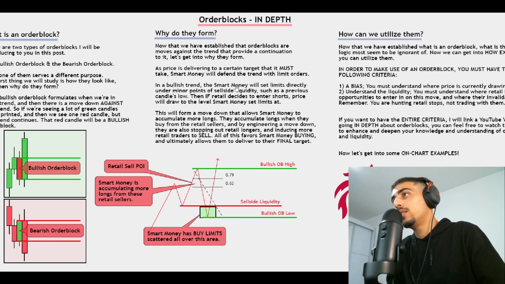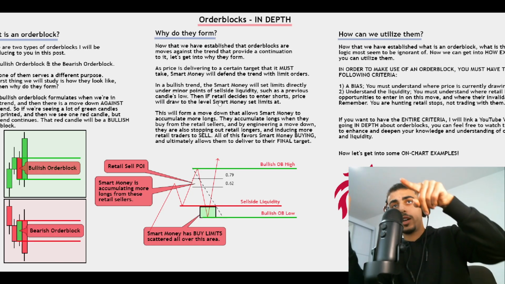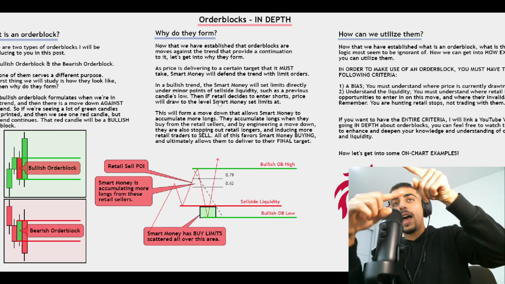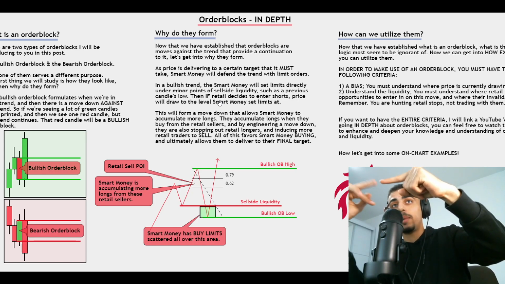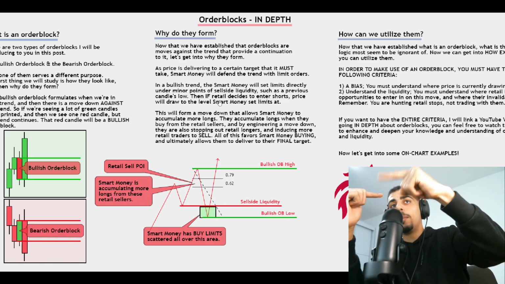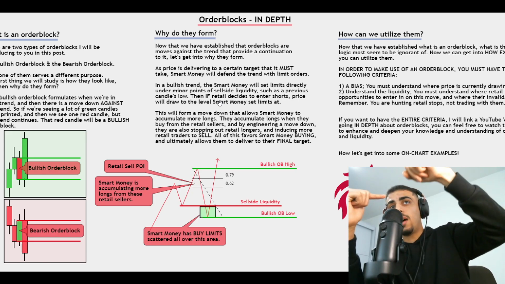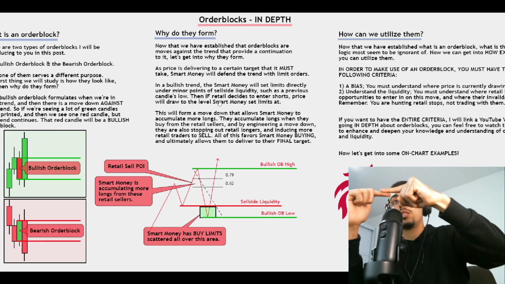In a bullish trend, the smart money will set limits directly under minor points of sell-side liquidity, such as a previous candle's low. And then if retail decides to enter shorts, so if price is currently moving up, right? Imagine price moving up. I have my limits slightly under where price is. So this is where price is, this is where my limit is. If somebody from retail wants to sell, I'm constantly buying price up. But if somebody from retail wants to sell, where is going to be the nearest buyer? Boom, down here. That's going to cause that move down from here to here. So retail selling is causing this move down, and that's what's forming the order block.